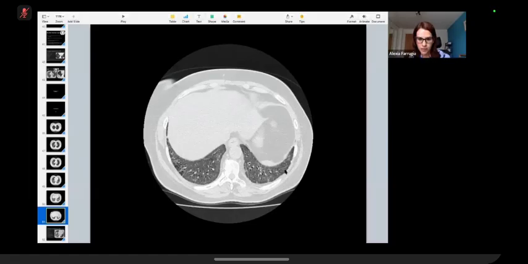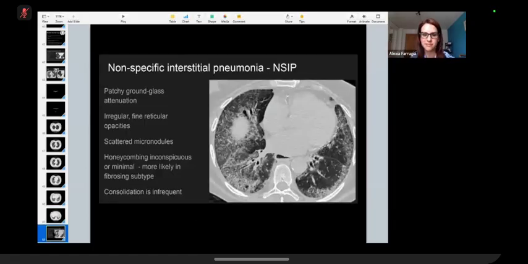And if you look closely in the periphery, there is some subpleural sparing, which is quite typical of NSIP. It doesn't have to be present, but when you see it, then NSIP should be your top differential. So with NSIP, you see patchy ground glass attenuation or opacification, irregular fine reticular opacities, some scattered micronodules, and honeycombing is inconspicuous or minimal.